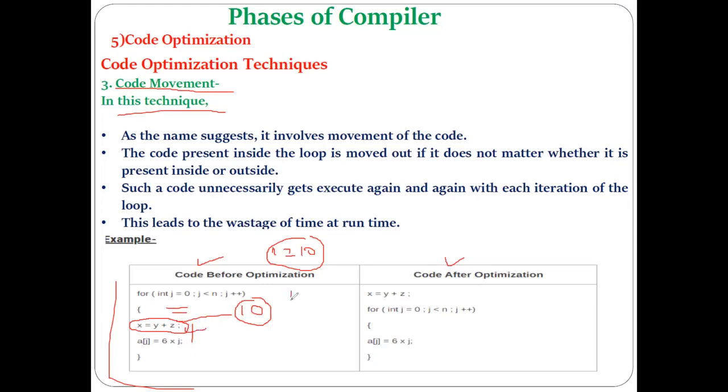Still the meaning of this for loop will remain the same. Let's see. Yes, if you write it like this, x is equal to y plus z, and the remaining part as it is, still the meaning of these two fragments of code is the same. Only, here it will be processed 10 times. Here it will be processed only one time, and still it has the same meaning. Understood? So that is called code movement, a code optimization.